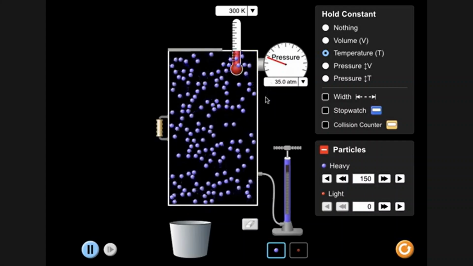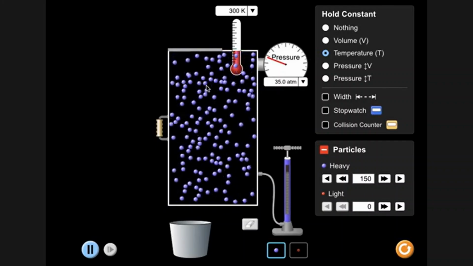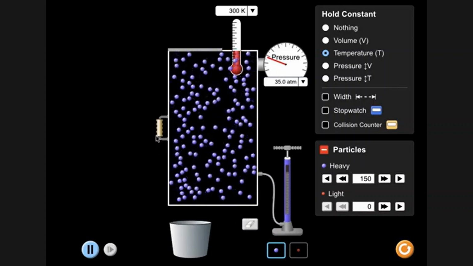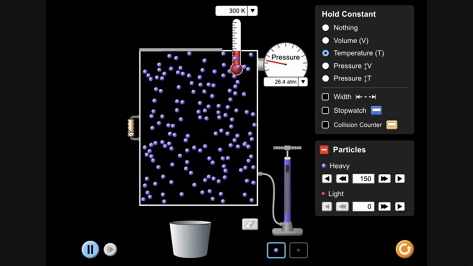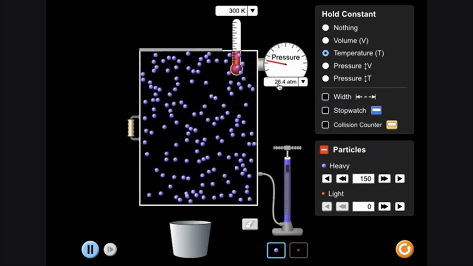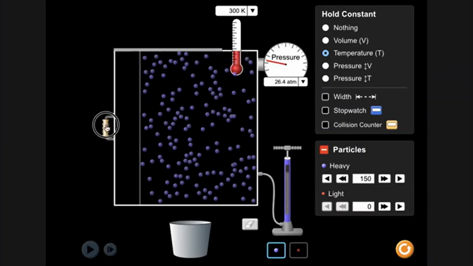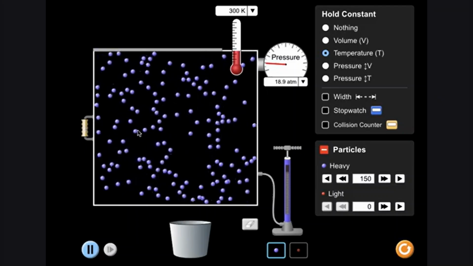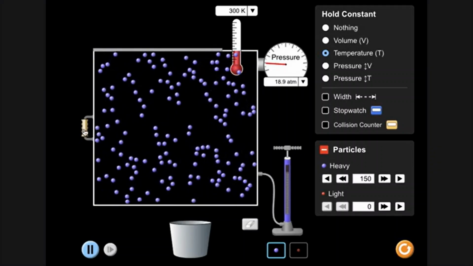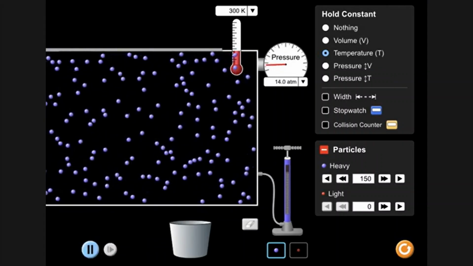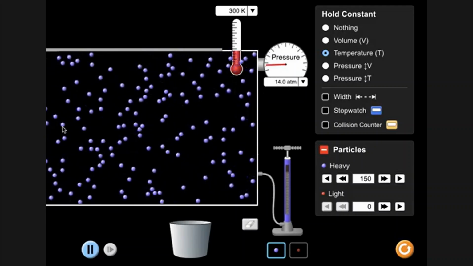So I decrease my volume, I increase my pressure, which is what you would expect, right? Those particles are colliding more, they're hitting each other more, and they're hitting the walls more because they have less space to move. If I make it a little bit bigger, my pressure goes down because I increased my volume. And if I go out even a little bit more, we can see again more volume. My pressure went down. Let's go one more time. A larger volume, and look, my pressure is all the way down to 14 atmospheres.